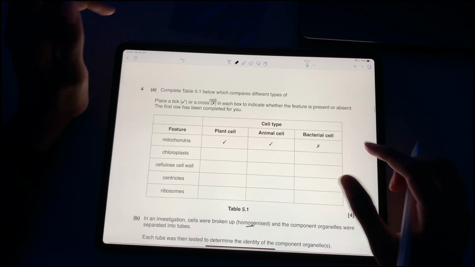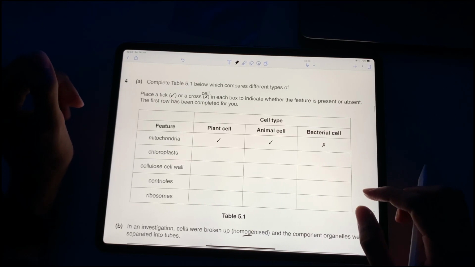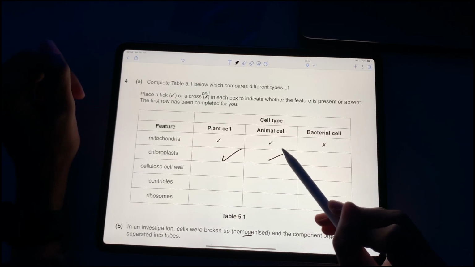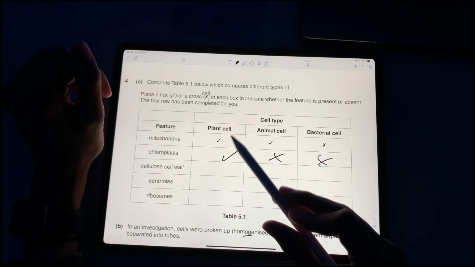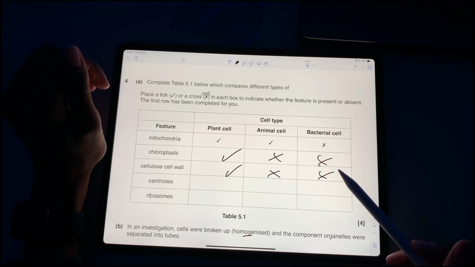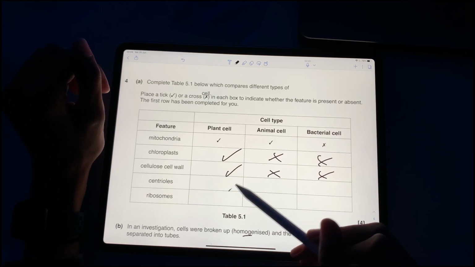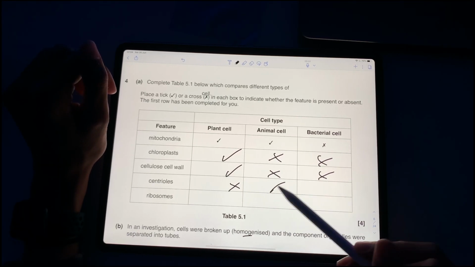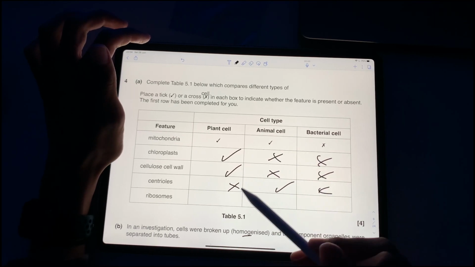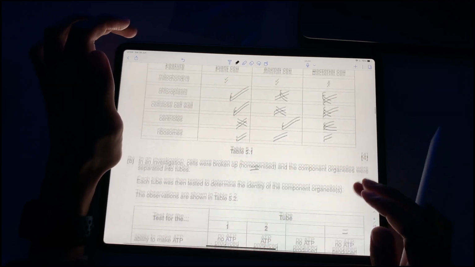Okay, place a tick or cross in the box to indicate whether this feature is present or absent. Okay, this looks easy. Chloroplasts, yes, they are in plant cell, not in animal cell, not in bacterial cell. Cell wall, that's in plant cell. Animal cell doesn't have a cell wall, bacterial cell does. Centrioles, plant cell, I don't think it has. Animal cell, I think it does. Bacteria, does it? No, hopefully not. Ribosomes, I think everything has it.